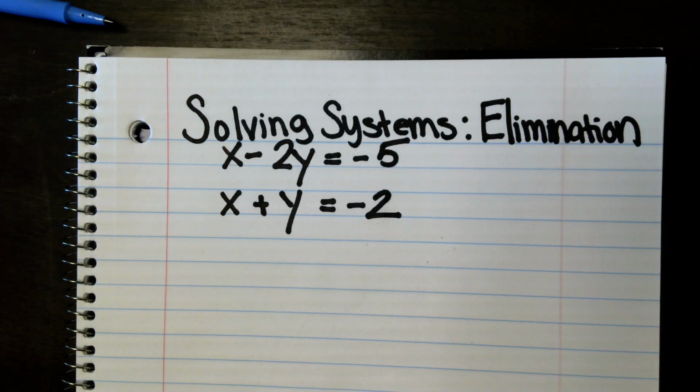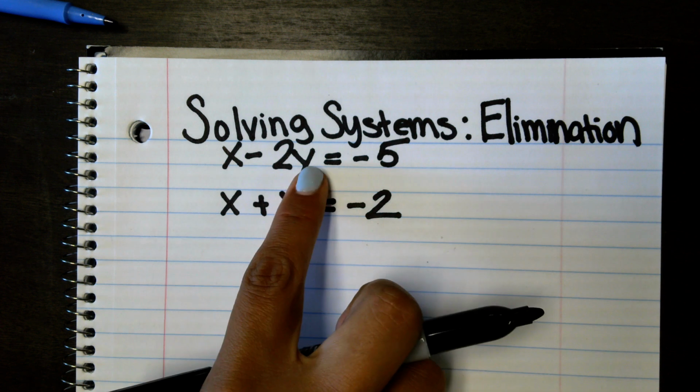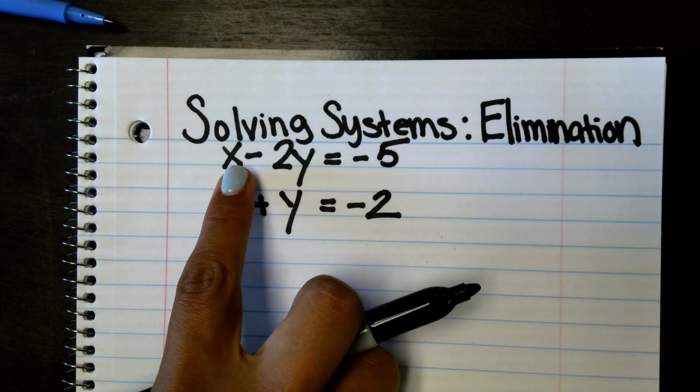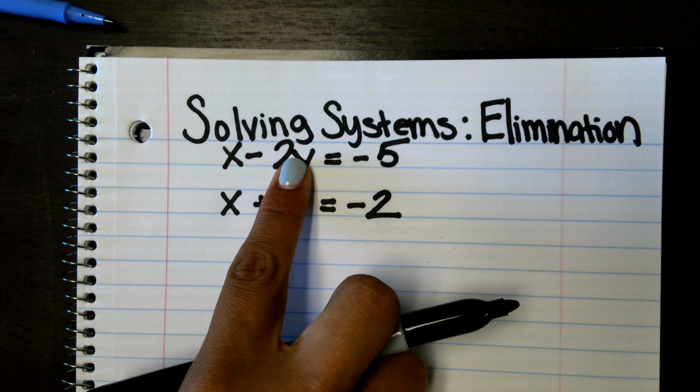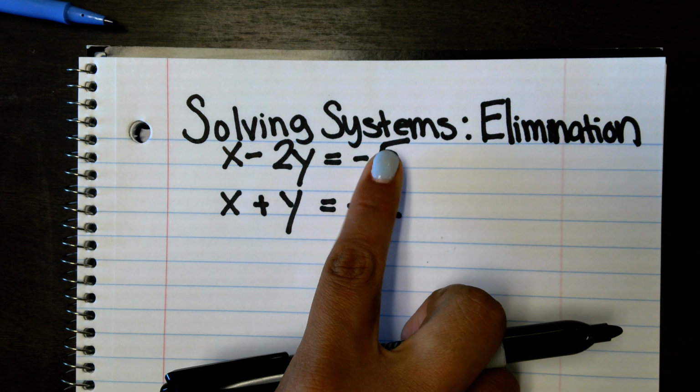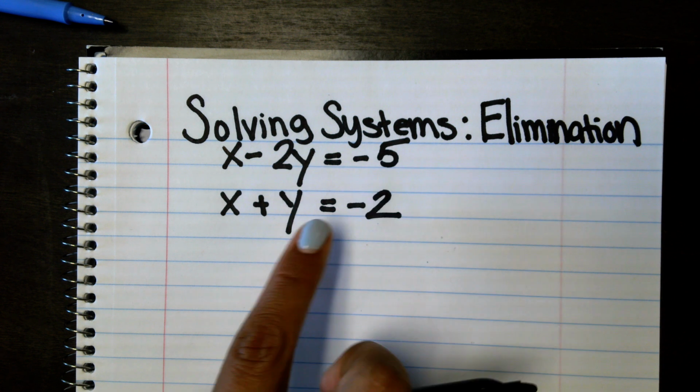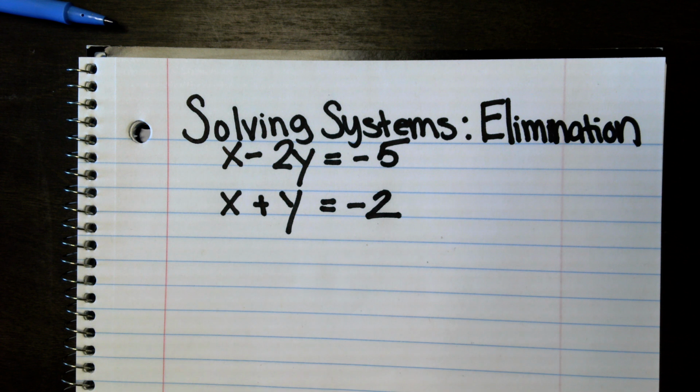The final way that we will talk about solving systems of equations is using elimination. When you have two equations that are already in this form, which is called standard form, you have your x and your y, and then your constant is over on its own side. Elimination can be really helpful.